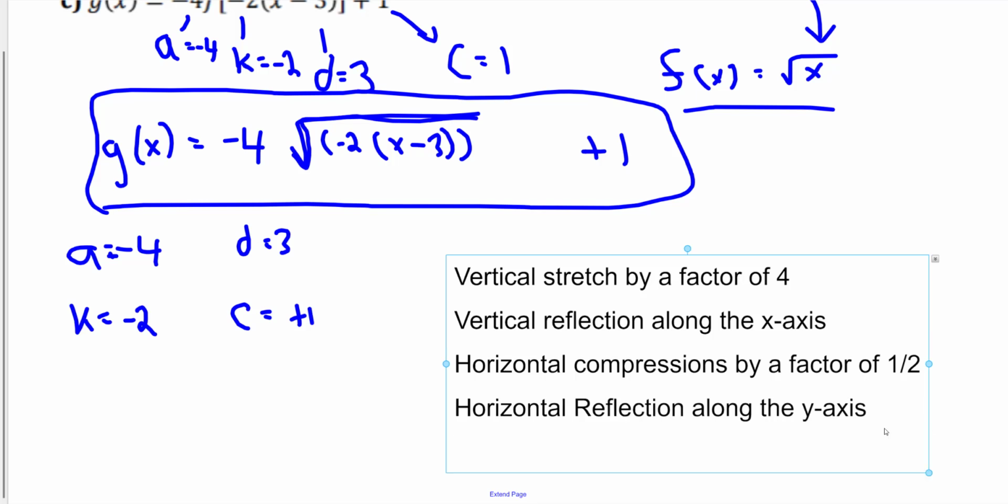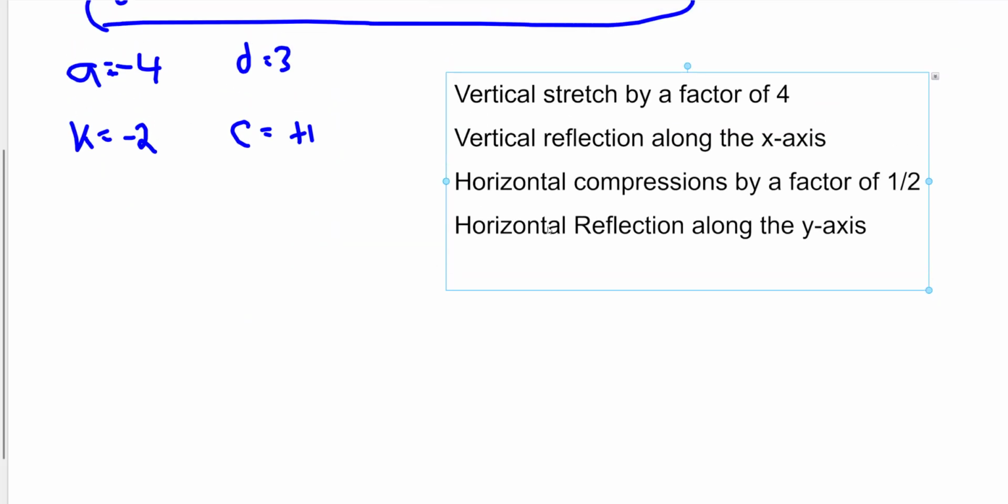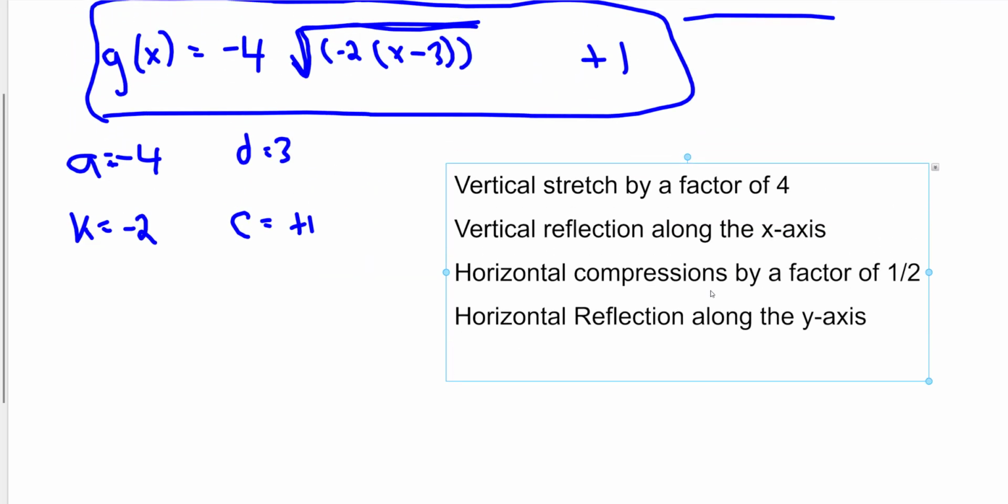All right, k value is done. We got our horizontal compression. We got our reflection. D value. For this you can write shift right by 3 units. You don't have to write horizontal translation by 3 units. That's fine. Shift right by 3 units. That's good enough for D value.